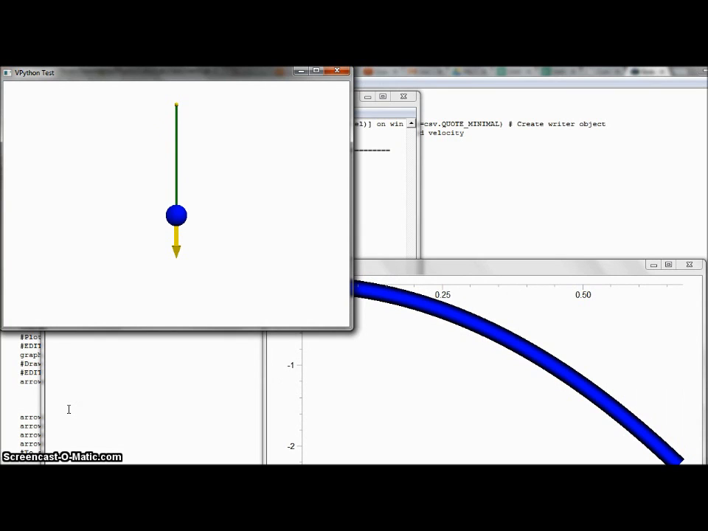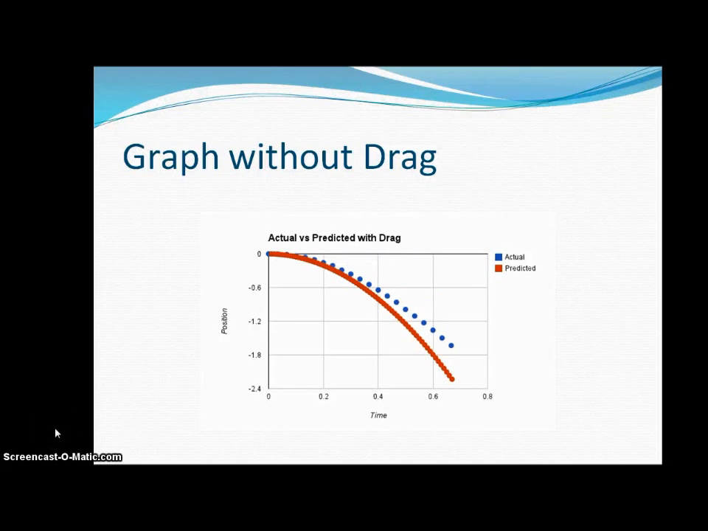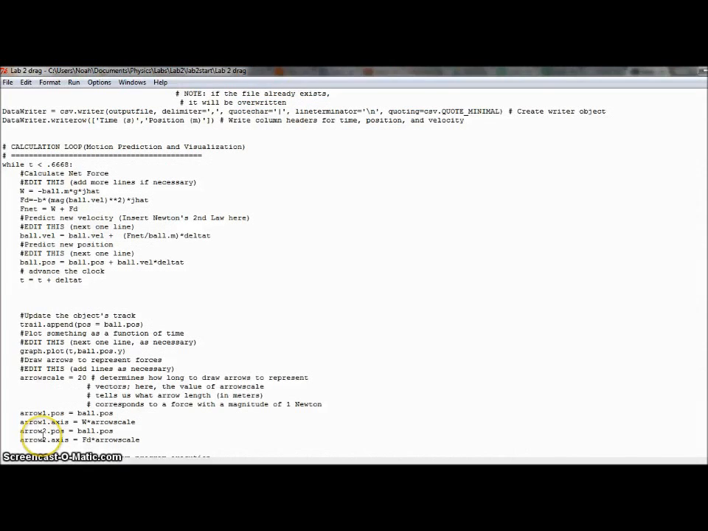When I run this by itself, it doesn't tell very much. But when I compare it to the actual data in a graph, you can see that there is a lot of discrepancy. The model overpredicts the position and the velocity after just under half a second. This model is not close to the actual data. Therefore, there must be something missing from our model. To fix that, we go back to our code.